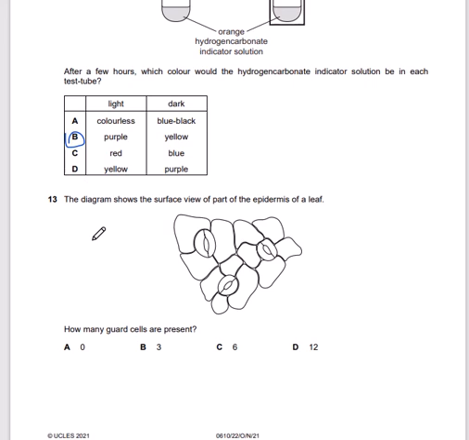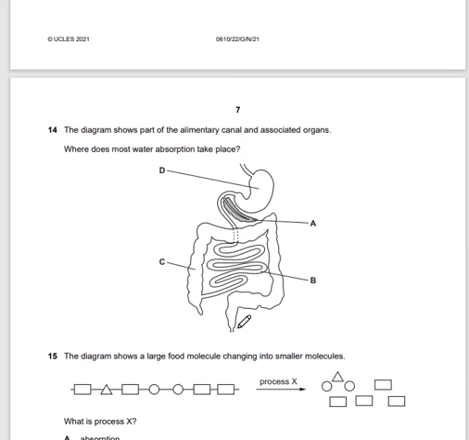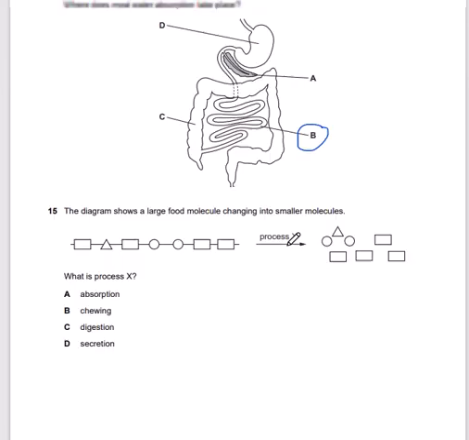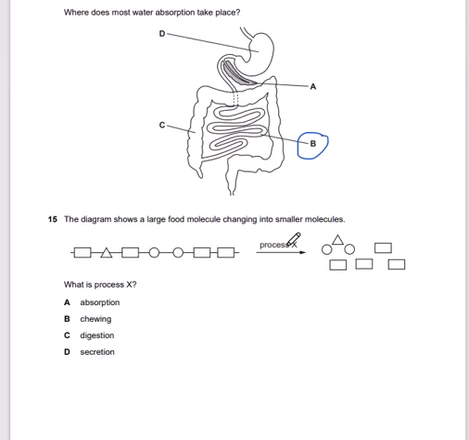The diagram shows the surface view of a part of the epidermis of a leaf. How many guard cells are present? 1, 2, 3, 4, 5, 6. Where does the most water absorption take place? In the small intestine. The diagram shows a large food molecule changing into smaller molecules. So large to small, that means digestion has occurred.